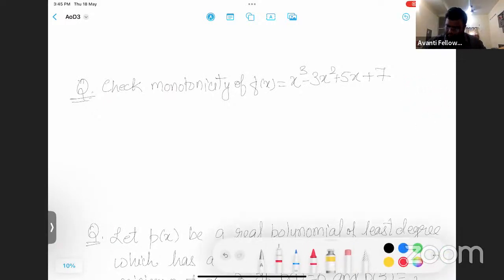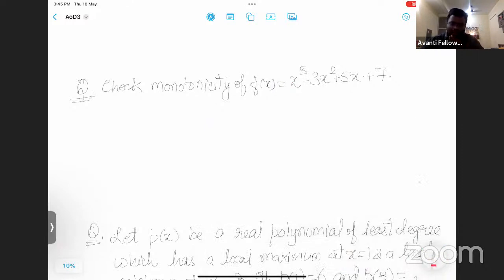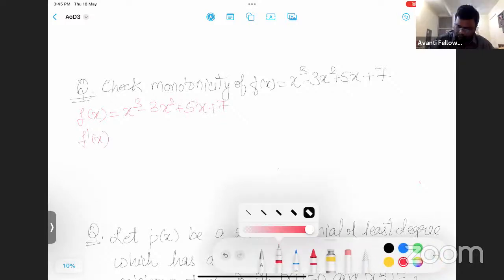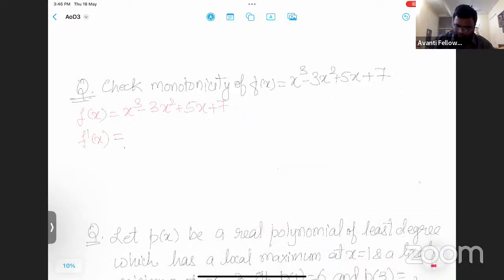So we are given: check monotonicity of f x is equal to x cube minus 3x square plus 5x plus 7. We need to assess the monotonicity of this particular function. So step 1, again the same, differentiate. f x is equal to x cube minus 3x square plus 5x plus 7. Find f dash x. f dash x will be 3x square minus 6x plus 5.